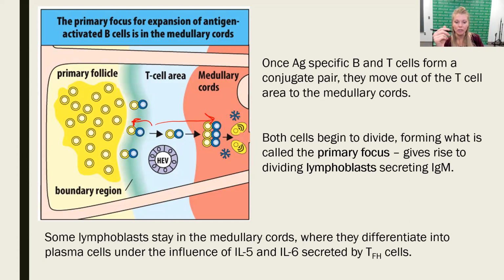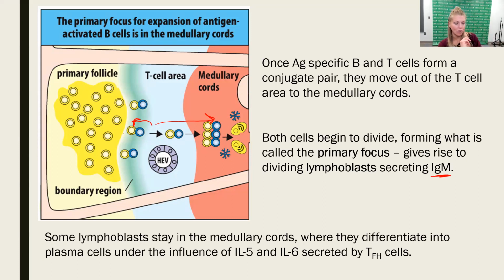The B cells are going to divide, and then this will create what's called a primary focus. Now, in the primary focus, that's where lymphoblasts are going to be created, which are going to start to produce IgM in the secreted form. Up to this point, IgM has been bound to the surface as a B cell receptor. But now these lymphoblasts are able to secrete IgM.